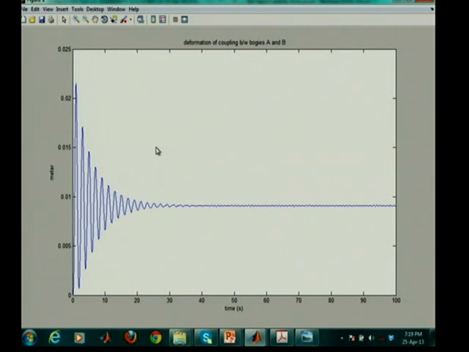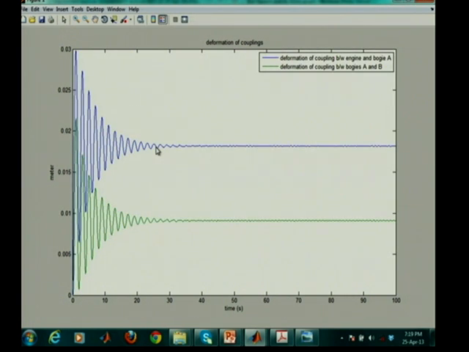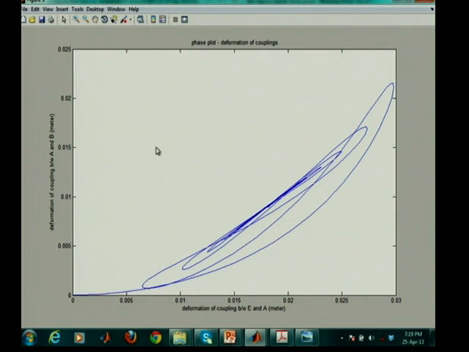This is the deformation of the coupling with both A and B, and this is the relative deformation. Okay, you can see both these deformations have been placed here, and this looks wonderful. This is the phase diagram of the deformations.